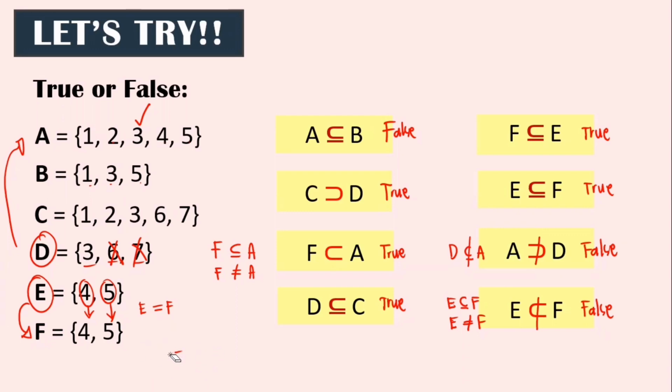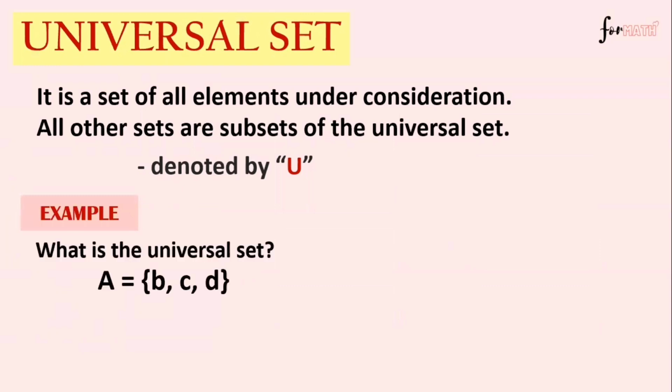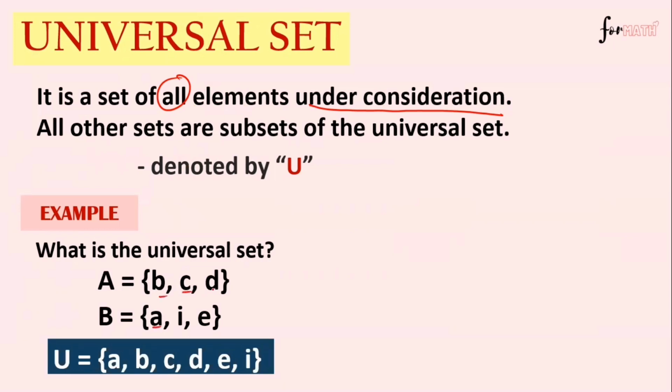Okay? So, next naman natin ay universal set. So, pag sinabi natin universal set, it's a set of all elements under consideration. All other sets are subsets of the universal set. And this is denoted by letter U. Okay, example. What is the universal set if A is BCD and B is AIE? Sabi dito, set of all elements under consideration. Ibig sabihin lahat. Ibig sabihin ito, ang universal set natin will be A, B, C, D, E, I. Lahat nung meron kay A at meron kay B. Those are the universal set.